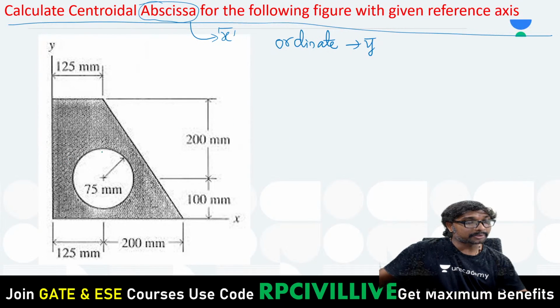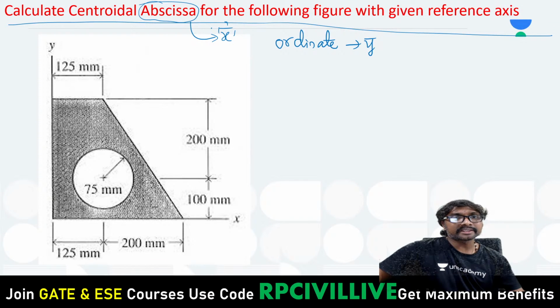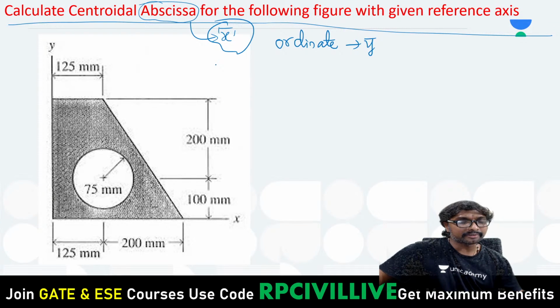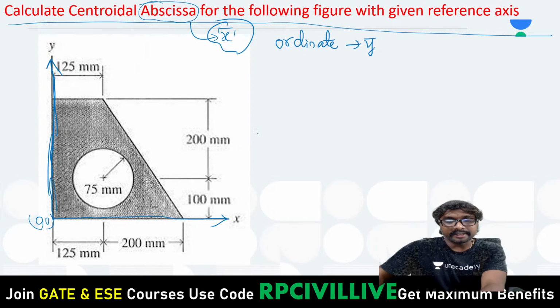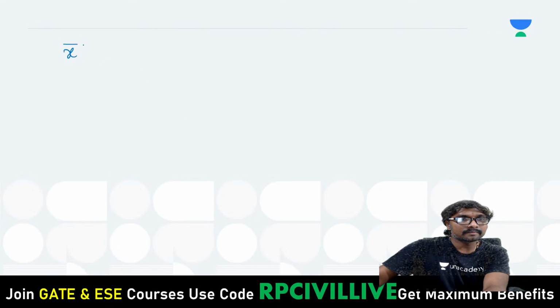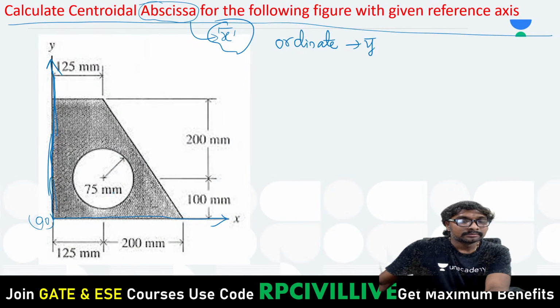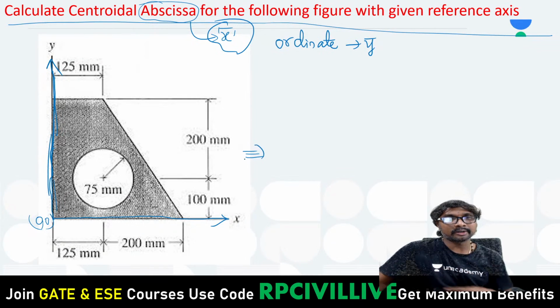Is that clear? So abscissa you are asked to calculate means x coordinate we are asked to calculate, or y coordinate? X coordinate we are asked to calculate. This is the reference one, 0 0. This is the x-axis already given and this is the y-axis already given. Now tell me, what is the x bar here? How can you split this, if you observe all of you?